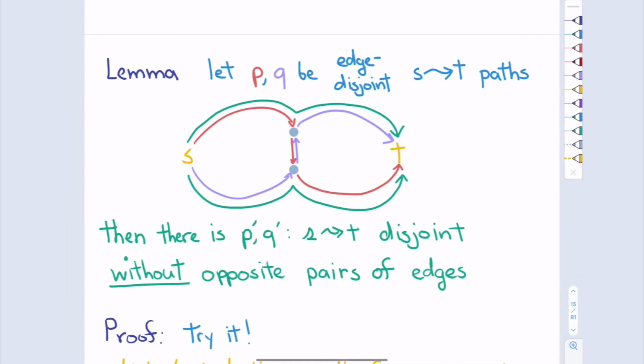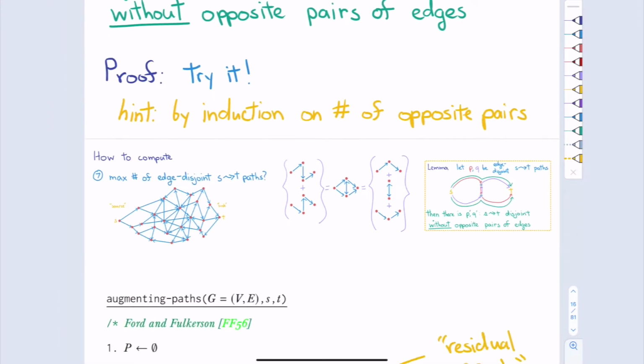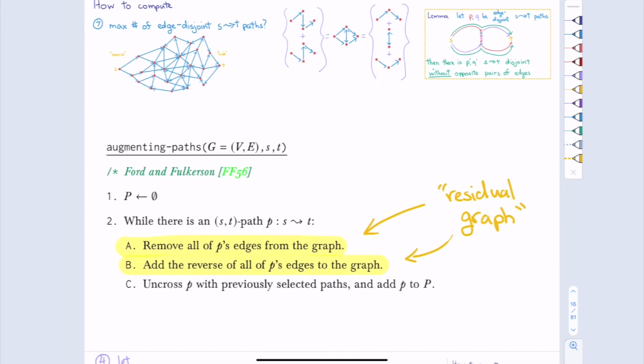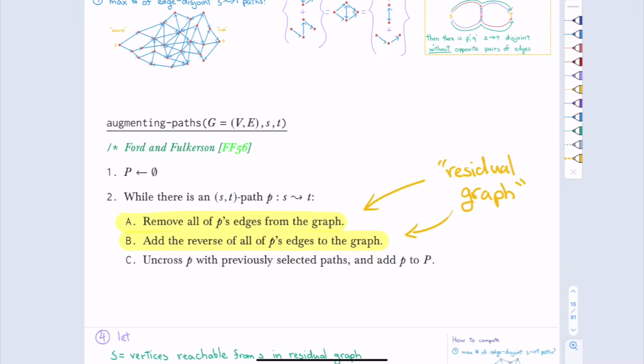So that gives you ultimately the Ford-Fulkerson algorithm, which is pretty similar to our original iterative algorithm. The only difference being now that when we select a path, rather than just removing all the edges, we add back in the opposite direction. Okay, and somehow this is good enough to make it work.